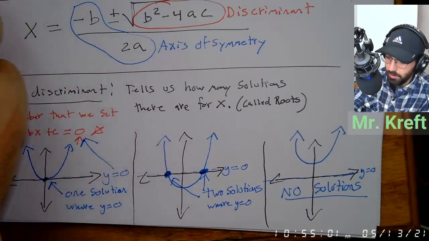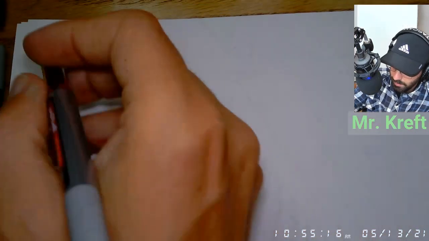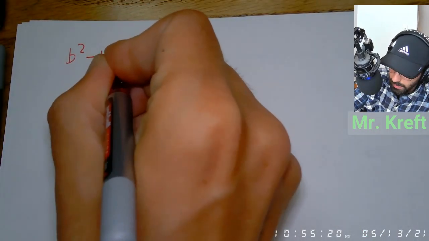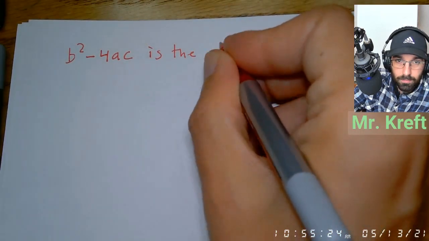Okay, so I ran out of room. So I'm going to flip my page over, start at the top. Okay, so what does this mean for the quadratic formula? Well, the discriminant, we said, is b squared minus 4ac. That is the discriminant.